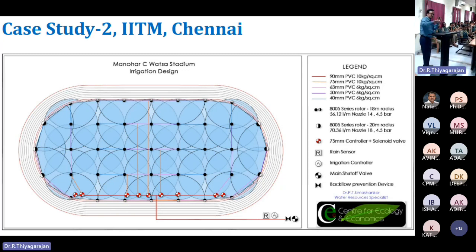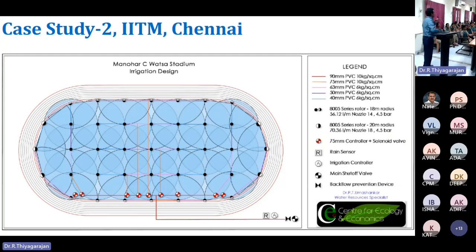And you can see the control structures. From the legend you see that there are some pipelines which are telescopically reducing from 90 mm to 40 mm, and what type of pipes we use. You can also see the type of rotors and nozzles that we are proposing. Of course, this is a Rainbird brand, but it will vary by brand because everybody wants to be unique. They have some variations in terms of their flow, their diameters of the wetting perimeters, etc. So we have to go by that.